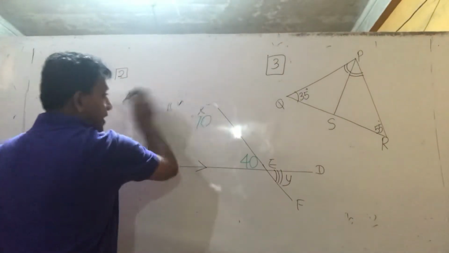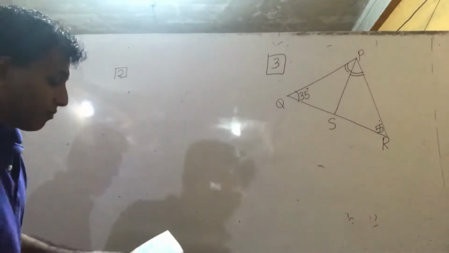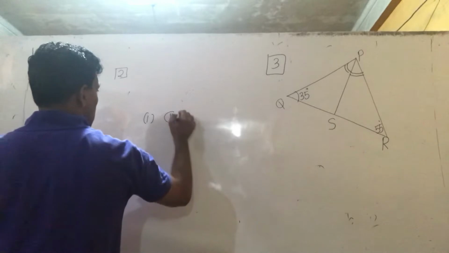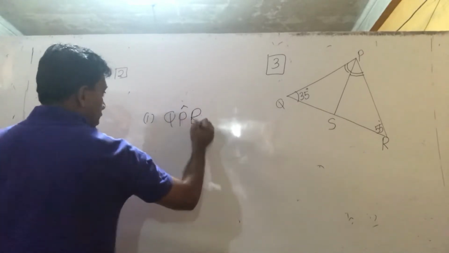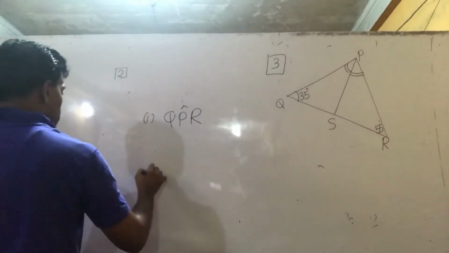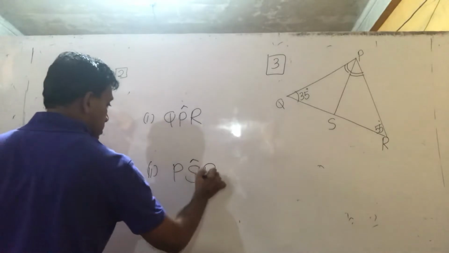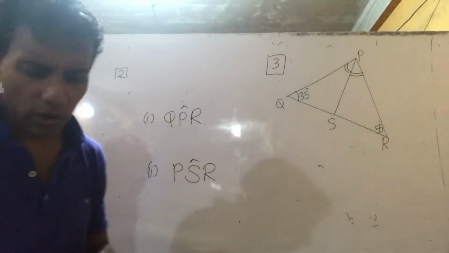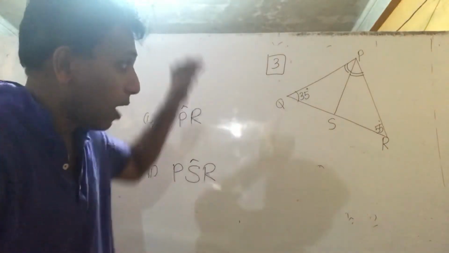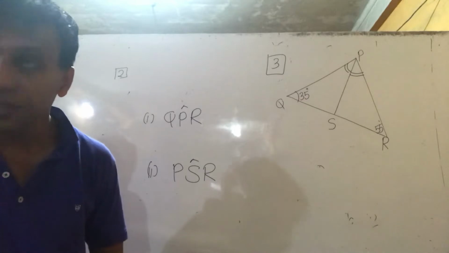Therefore, there are two parts here, two problems. First part, find the value of angle QPR. Second part, find the value of angle PSR. Two questions, all calculation problems. If you draw a big diagram, you can mark on it. It becomes a simple question.